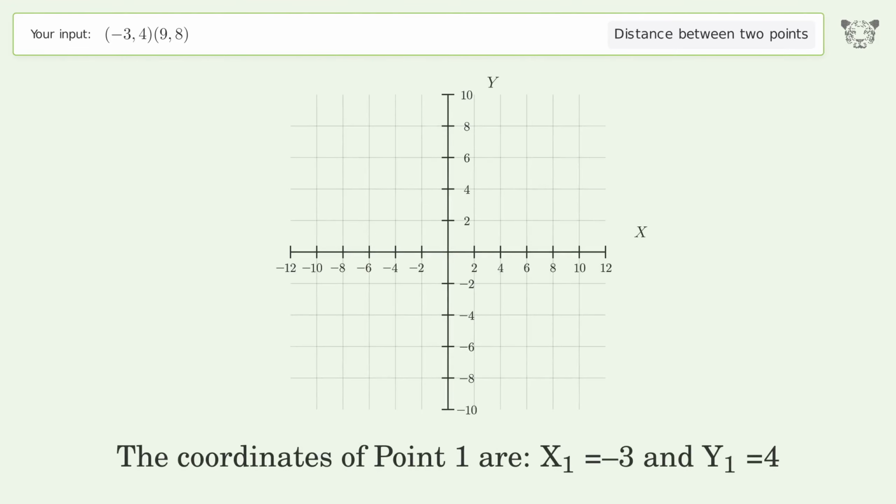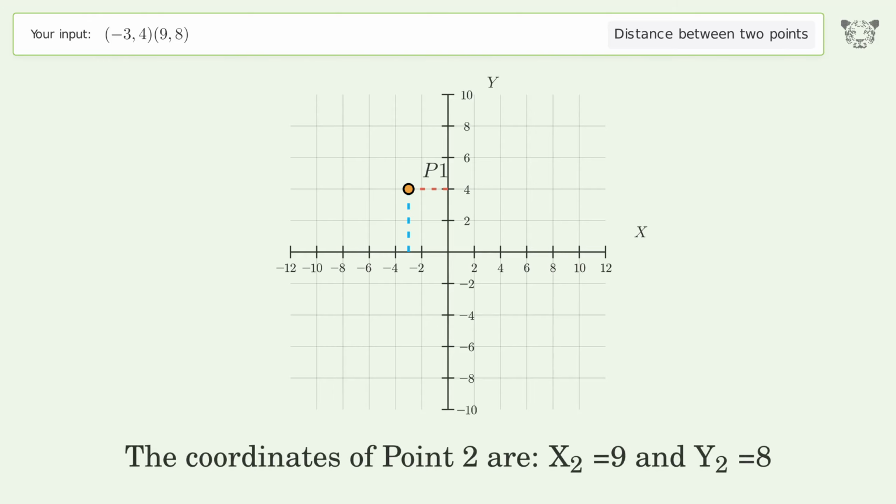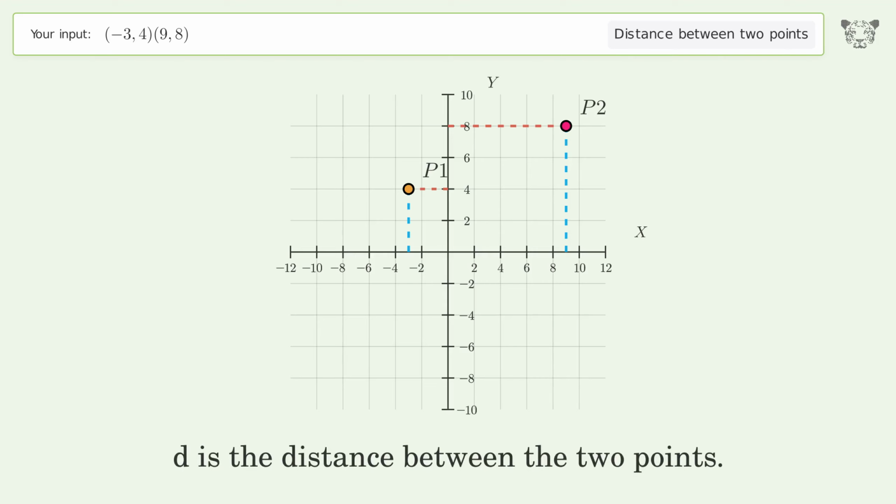The coordinates of point 1 are, x1 equals -3 and y1 equals 4. The coordinates of point 2 are, x2 equals 9 and y2 equals 8. D is the distance between the 2 points.